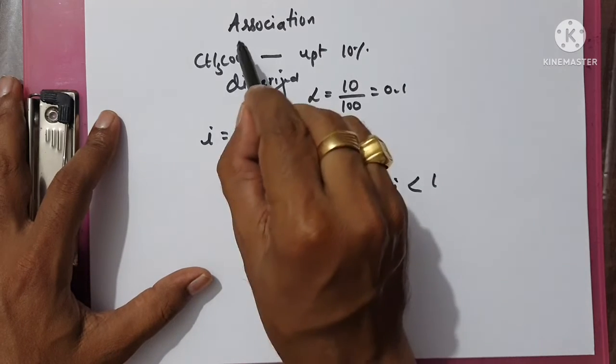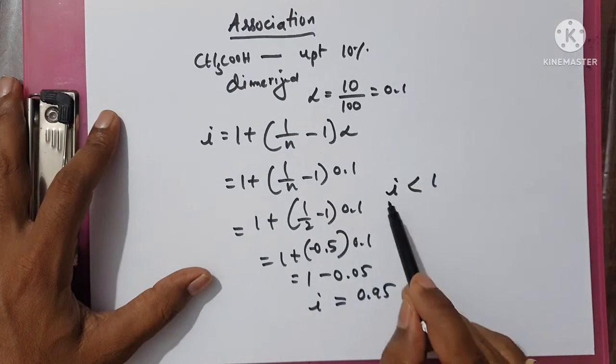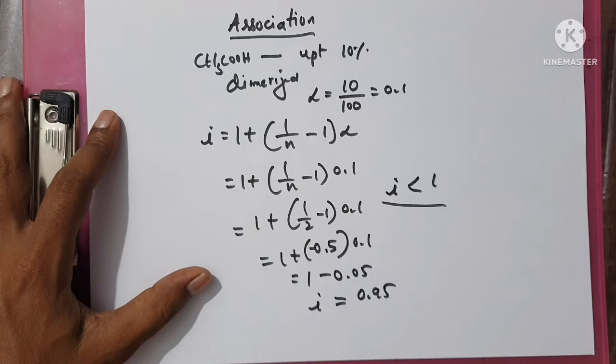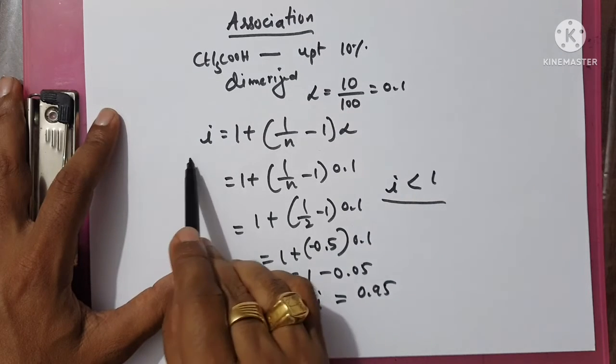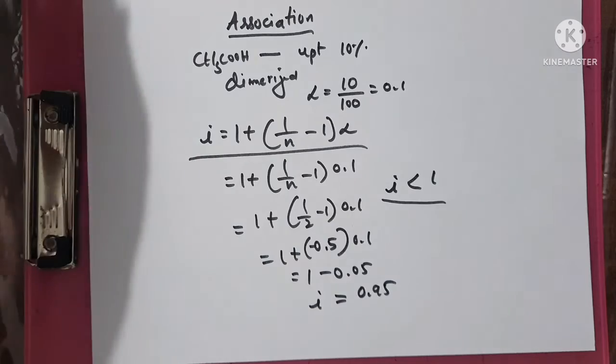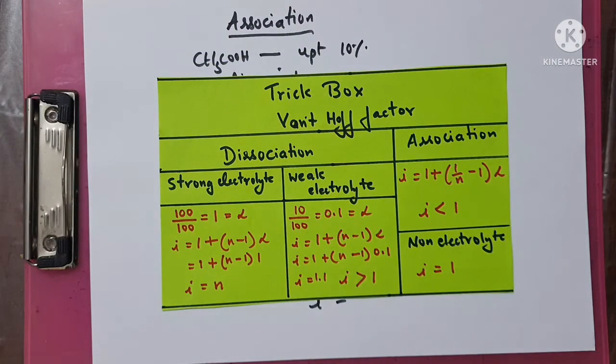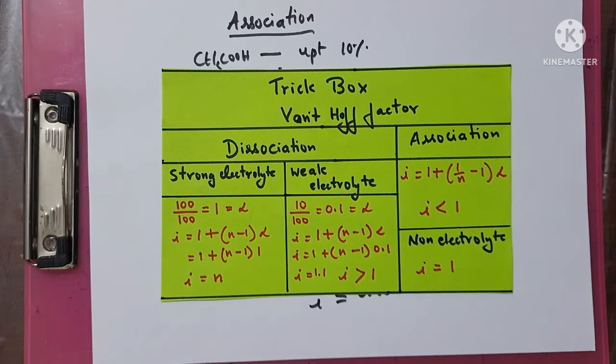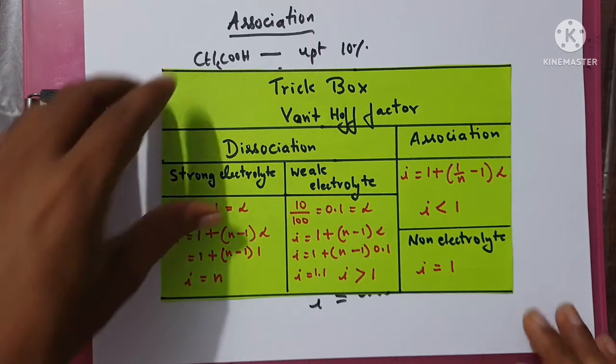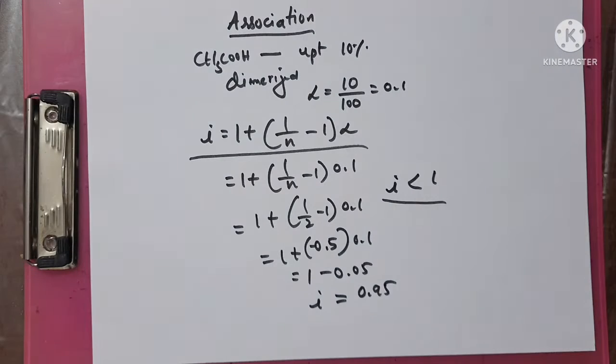Therefore here i is less than 1. Remember, children, whenever it is an association, the i will always be less than 1. And this is the formula which I just showed you in the previous trick box, where you can see in this trick box. It's very easy. You need to memorize this. Strong electrolyte, weak electrolyte, association takes place. A dissociation, a strong electrolyte is present, i is equal to n. A weak electrolyte, i is greater than 1. Hope you have understood well in this. Let me quickly go for the questions now.